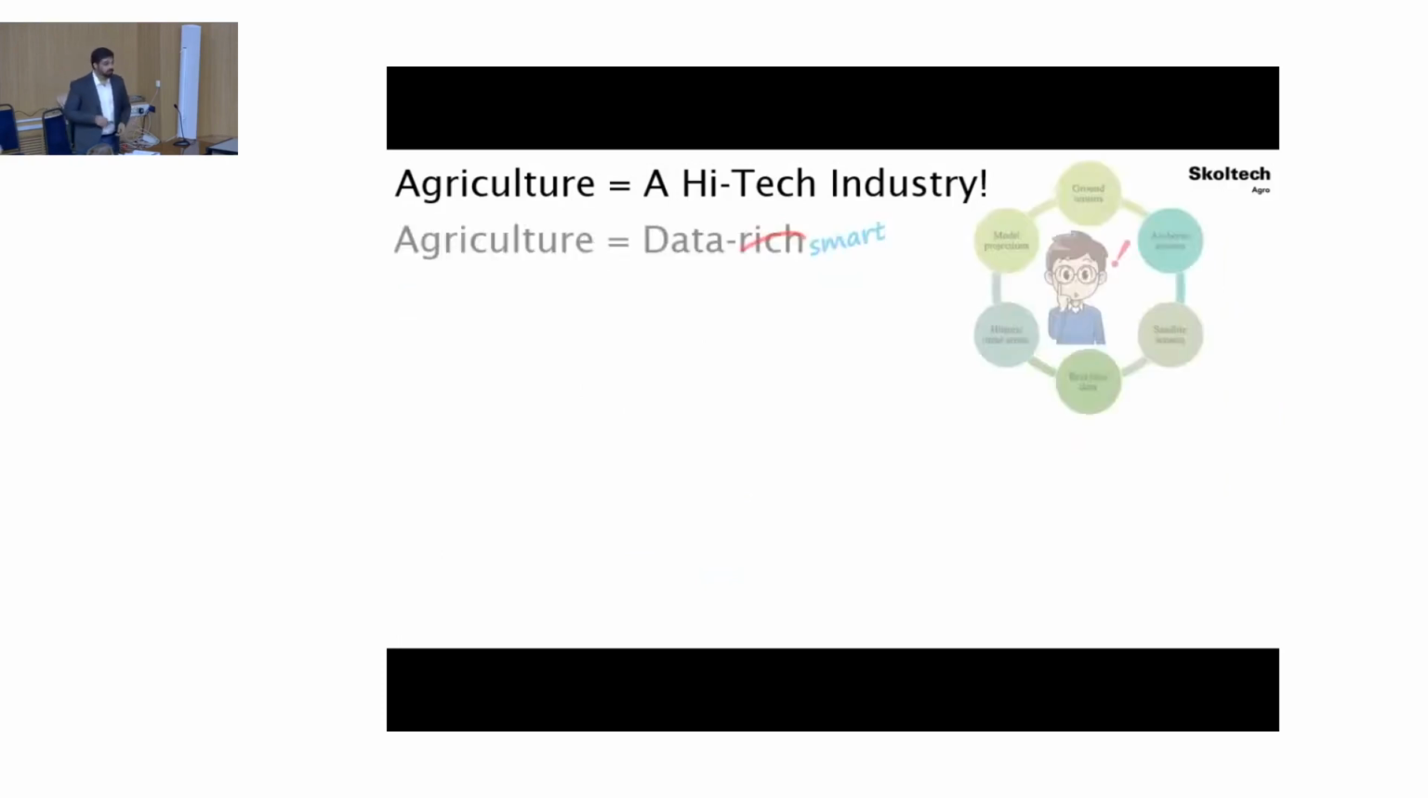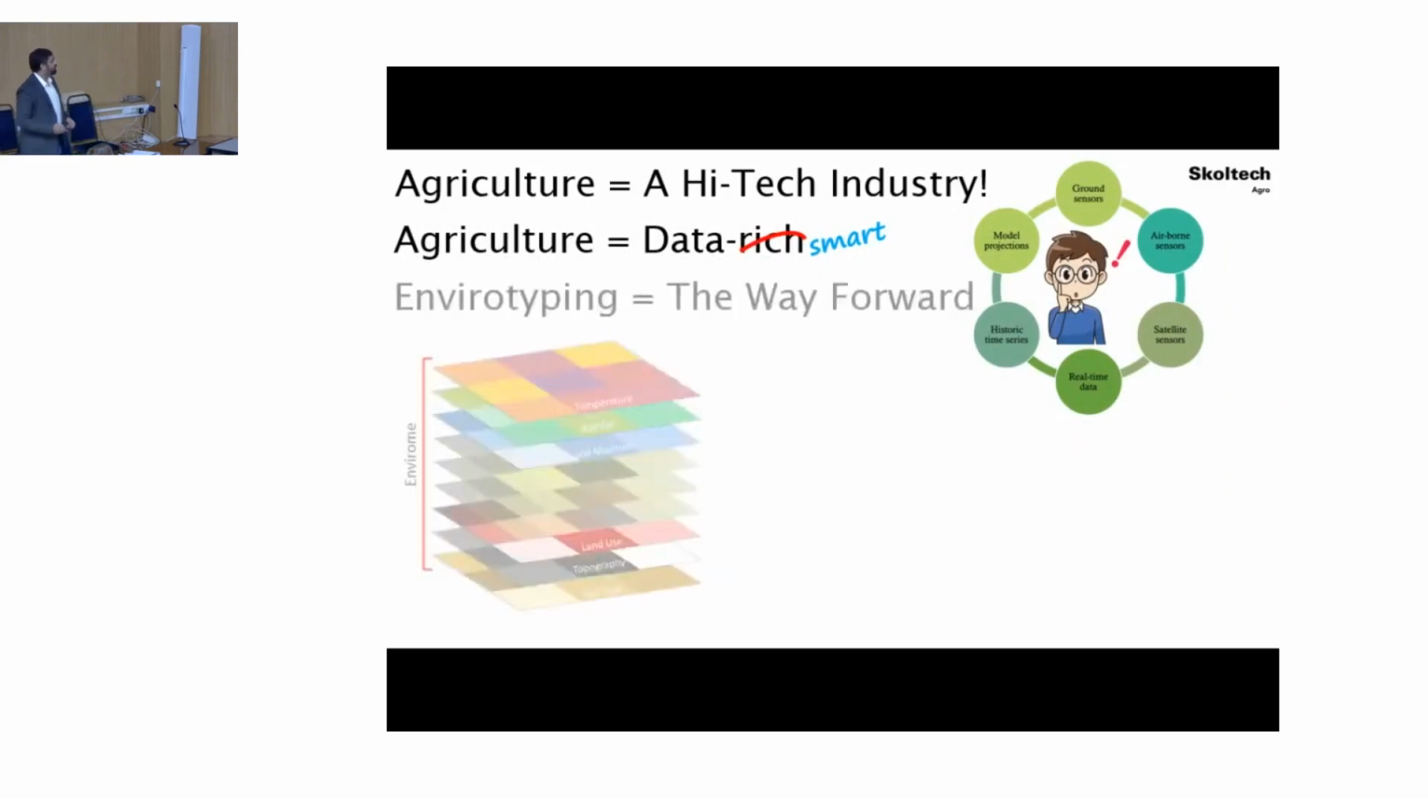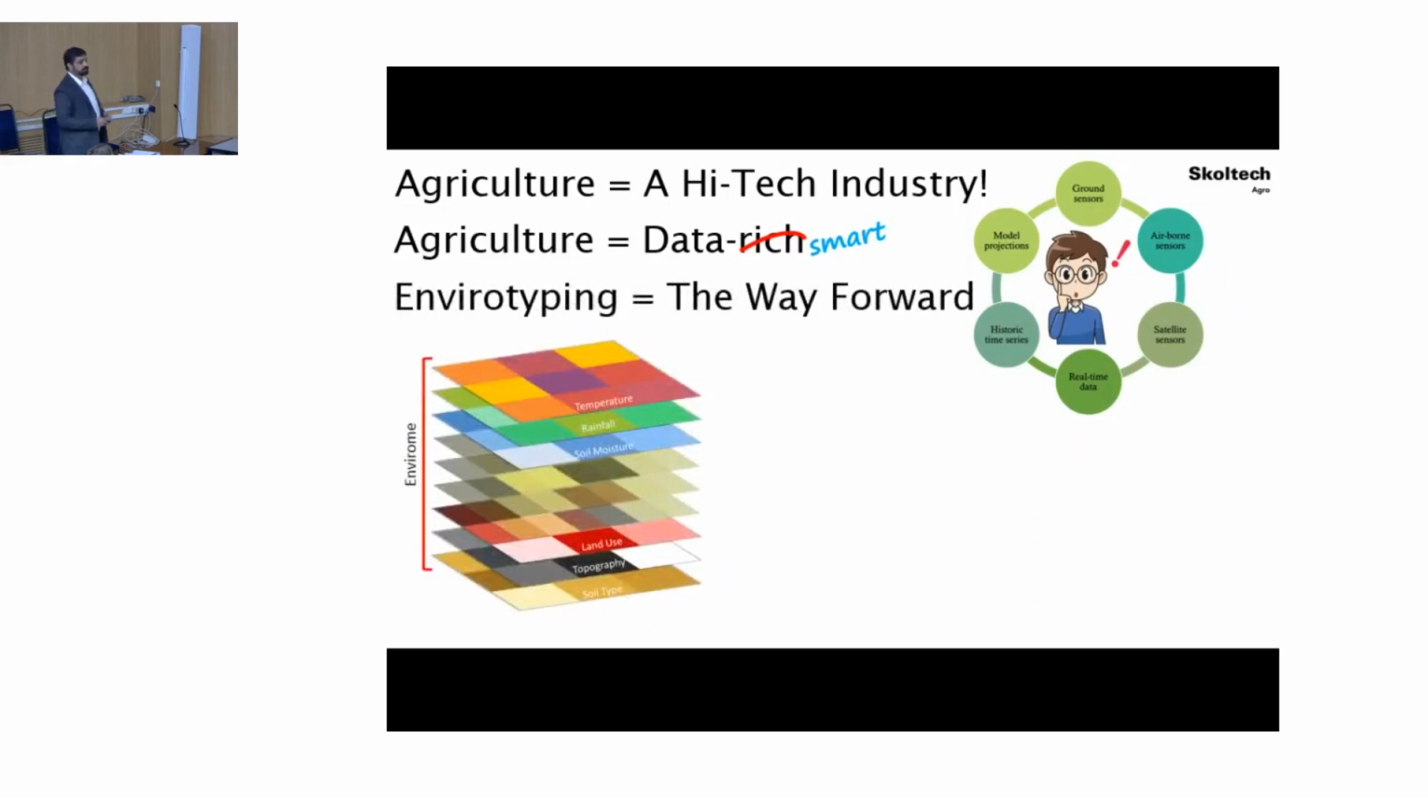So, in summary, I think we can agree that agriculture is now a high-tech industry which uses a lot of digital tools. It is data-rich now, and we need to become data smart. And that envirotyping is one of the major ways that we can proceed forward in this.